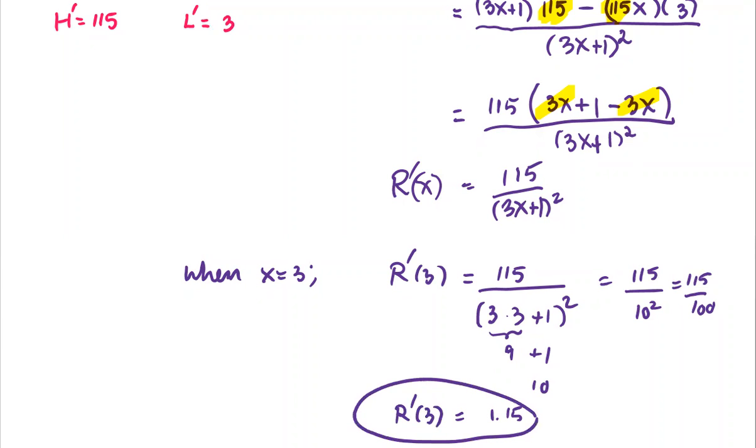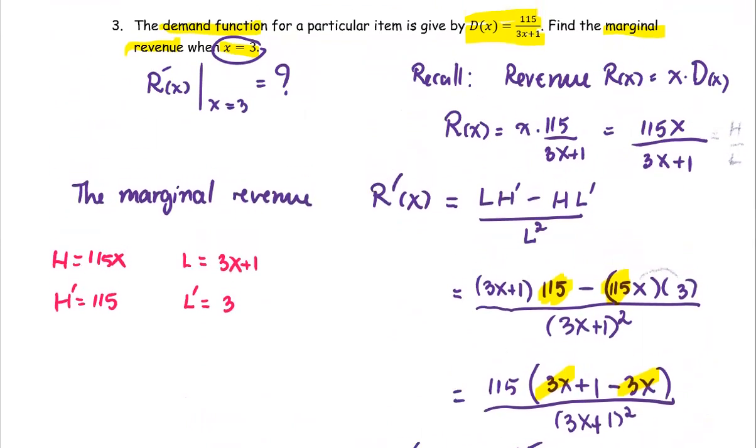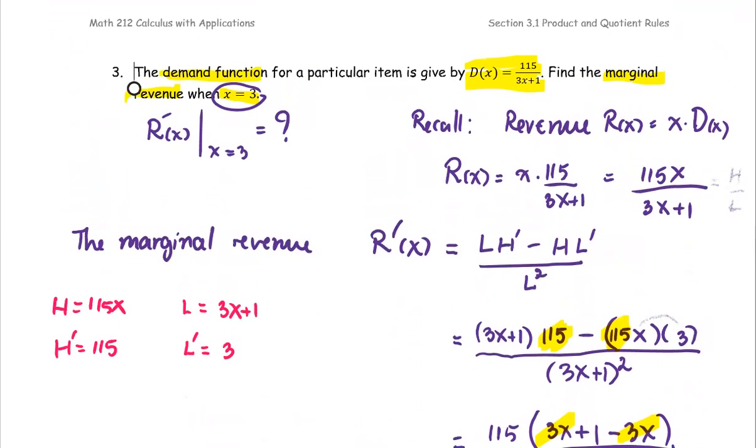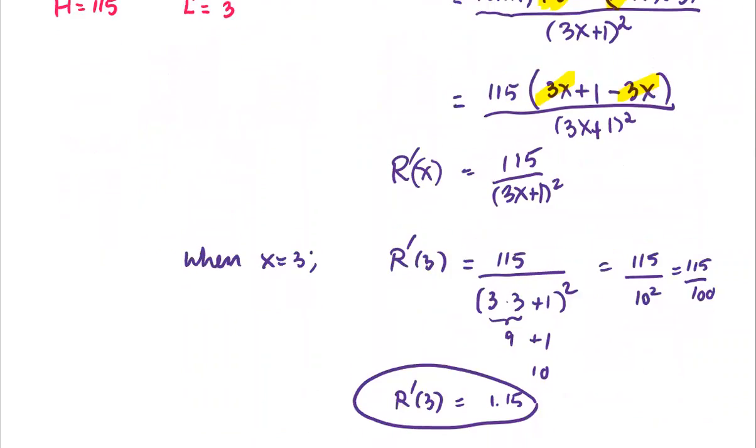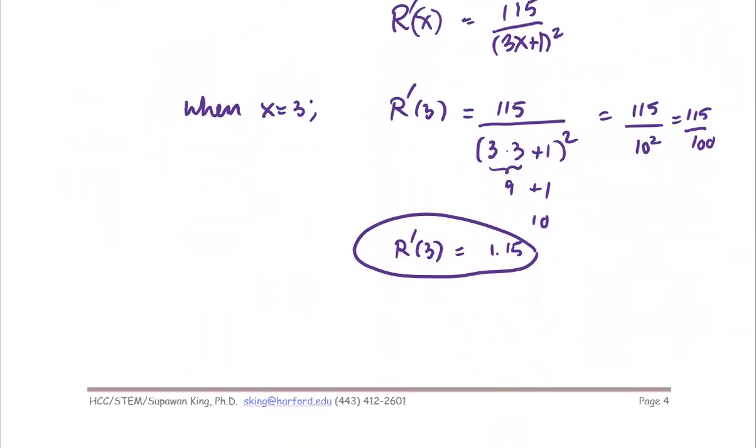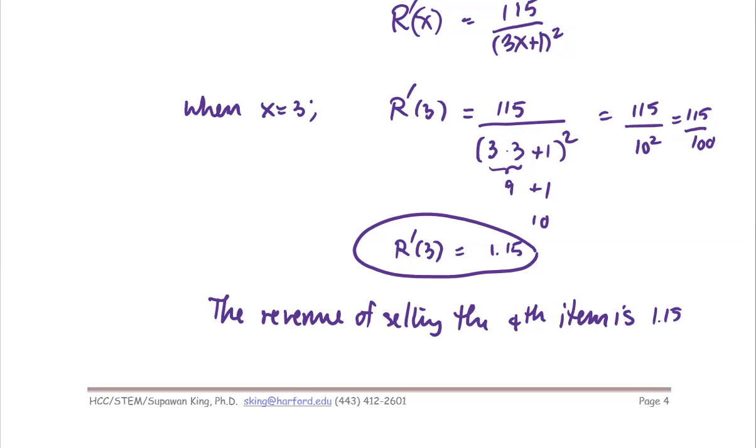And how do we interpret this? The revenue will be increased by $1.15. In this case, it doesn't say $1,000 or $100. When you sell the next item, or in this case the fourth item, the revenue of selling the fourth item is $1.15, and the unit is supposed to be dollars. So that's what it means.